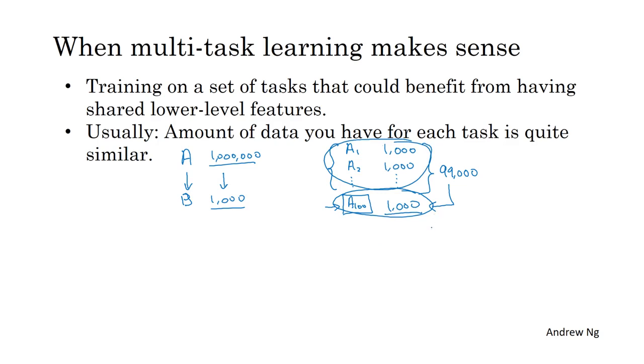And so one way to satisfy that is if you have a lot of tasks, like we have in this example on the right, and if the amount of data you have for each task is quite similar. But the key really is that if you already have 1,000 examples for one task, then for all of the other tasks, you better have a lot more than 1,000 examples if those other tasks are meant to help you do better on this final task.